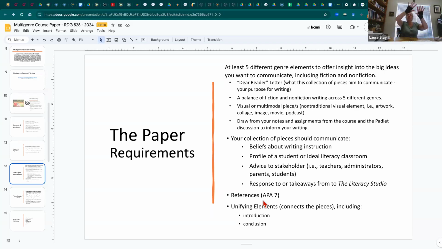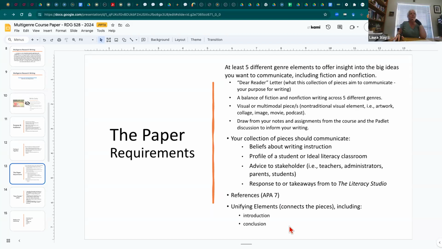So that all of this, the unifying piece is that this is about literacy instruction. You have to decide, well, what is it that I believe most, and what do I want people to know? Who am I talking to? And how can I communicate that? References such as APA 7. So if you're going to reference an article or something, just have a piece at the end that are your references.